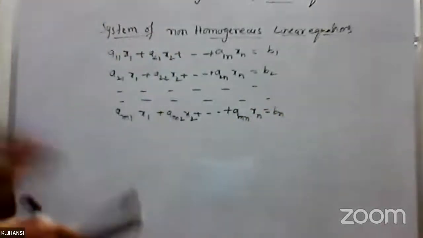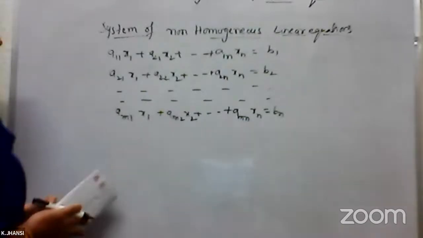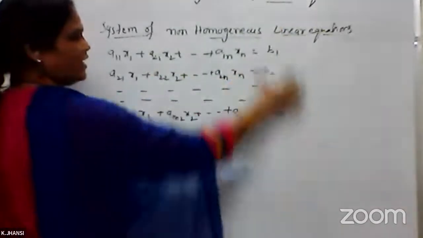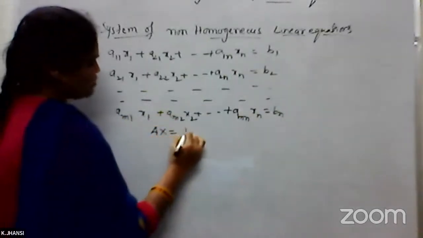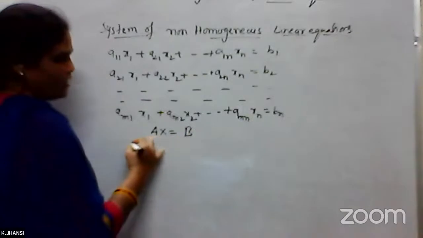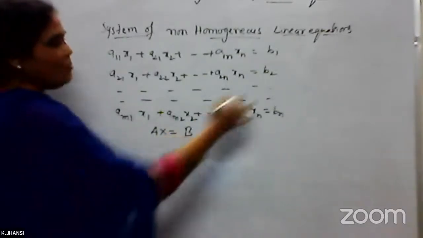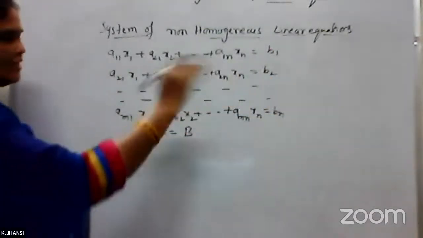Okay, so like this, if we have b1, b2, b3 all values, then it is called a non-homogeneous linear equation. It will be in the form AX = B, where A is the coefficient matrix, X is the matrix of unknowns, and B is the matrix of all the constant values that you have on the right hand side.